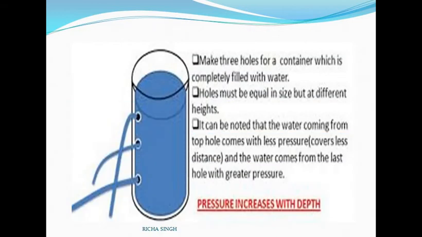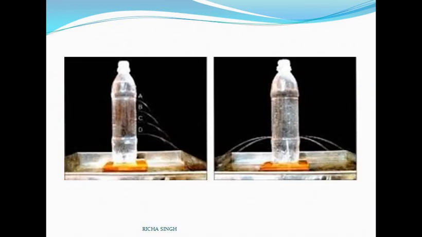Okay, same activity is here also. Just to give you a more clear picture, I have added this. Okay, what has to be done? 3 holes to be made of equal size, and then you will put water, and then you will see the water which is coming out. The water coming from the lowest hole covers a greater distance, and water coming out from the topmost hole covers less distance because pressure increases with depth. As we increase the depth, the pressure will increase, and at the same depth the pressure will be same. There will be no change in the pressure.